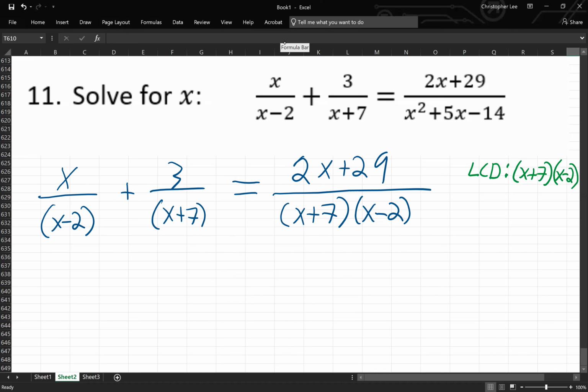So the first term here, I have x over x minus 2. I needed to have the x plus 7 as well, so I'm going to multiply this by x plus 7. But what I do to the bottom, I have to do to the top. My second term, which is 3 over x plus 7, I'm missing the x minus 2, so I'm going to multiply by x minus 2. What I do to the bottom, I got to do to the top.